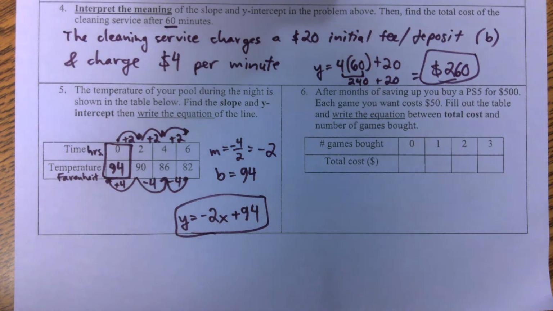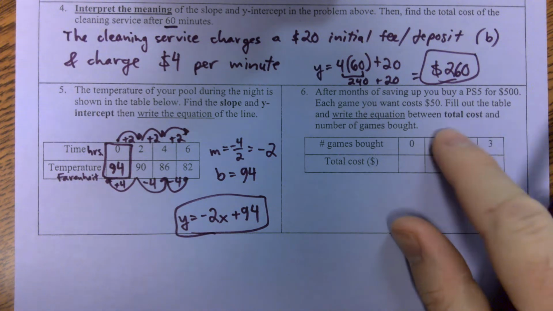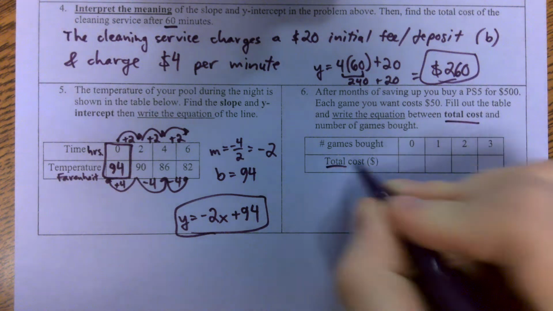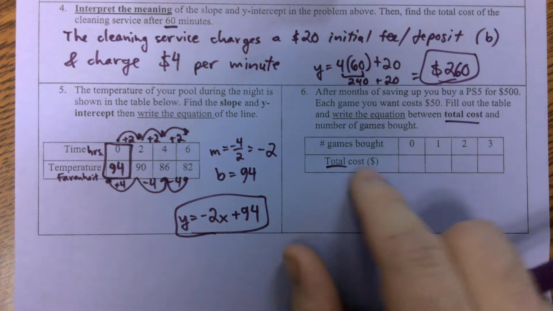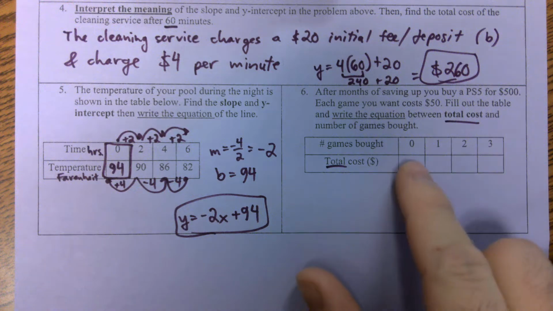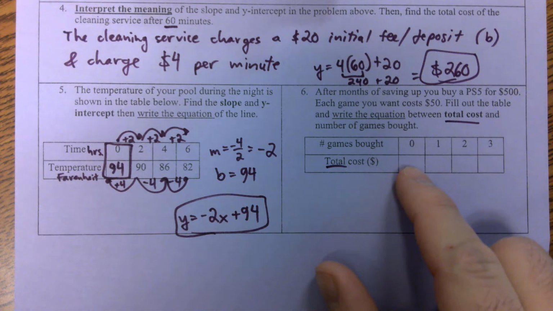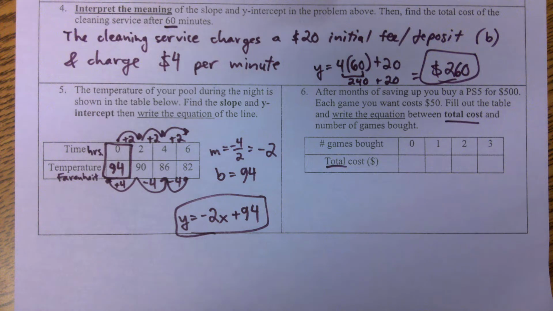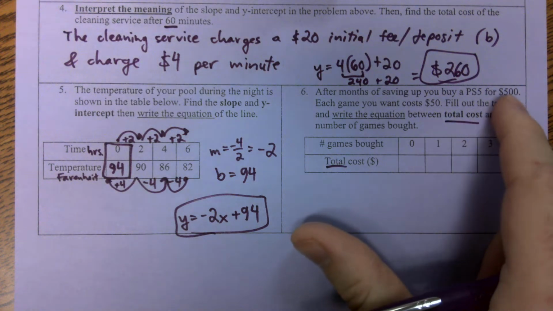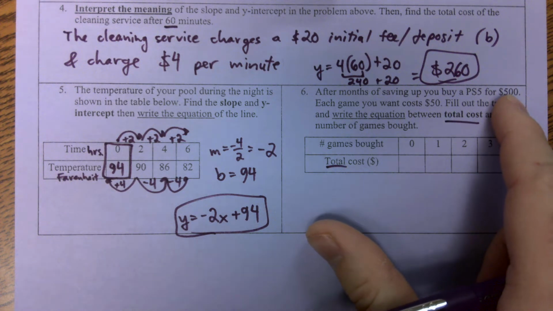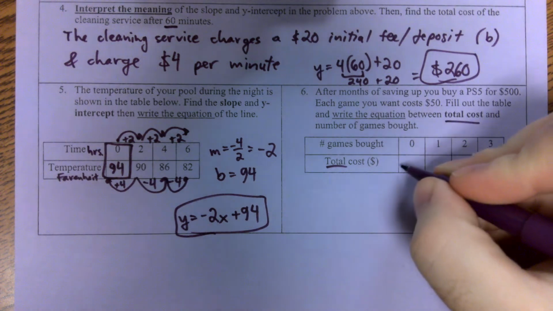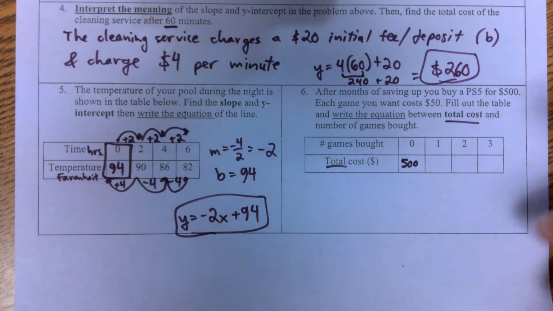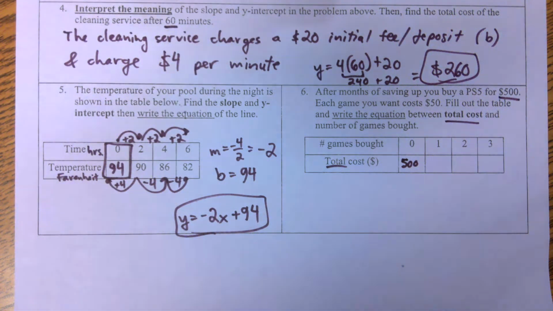So we're going to fill out the table and write the equation between the total cost and the number of games bought, right? So you may look at this table and immediately think, oh, if I've bought 0 games, then I've spent $0. However, you don't buy any games until you buy the system or the console. So even though we've bought 0 games, the total cost of what we've spent is $500, right? You've already bought the PS5.